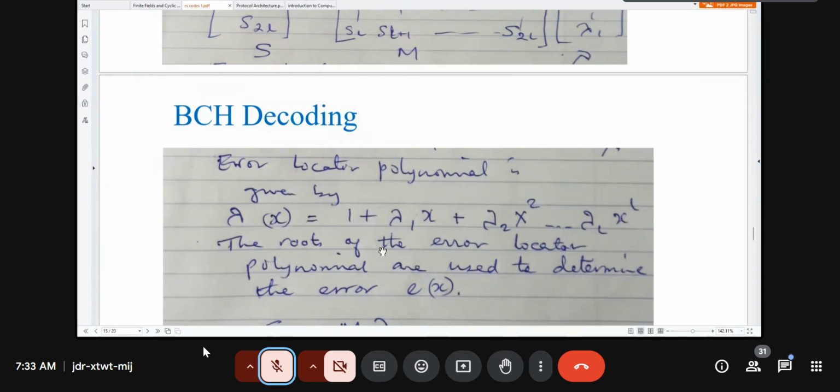That is what we will be looking for, and therefore we get the error locator polynomial. Whatever polynomial we get, we look for the roots of that polynomial, and that will give us where the errors are. It's an interesting concept. It's a bit complex, but it does work. So we use this polynomial to determine the error e(x).